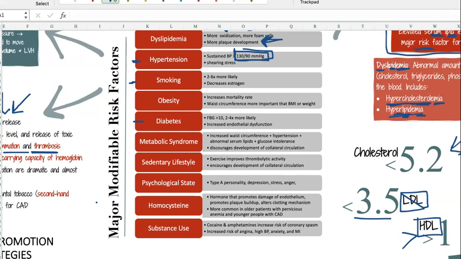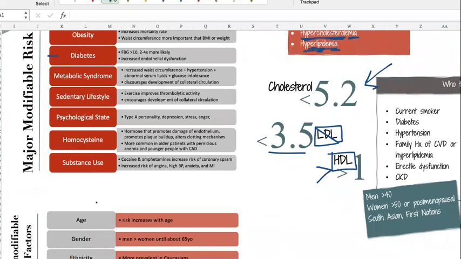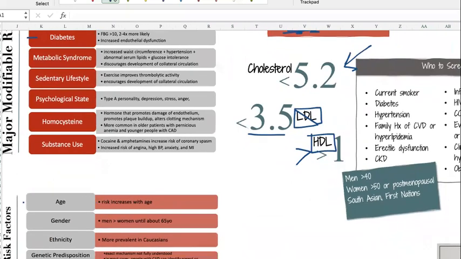And it actually kind of nullifies this whole gender difference. So we talked about how men are at a higher risk around 40, and women around greater than 50, depending on whether or not they're postmenopausal. If a woman is diabetic, it kind of just negates that entire difference. So she would be as at risk as a man of a similar age.